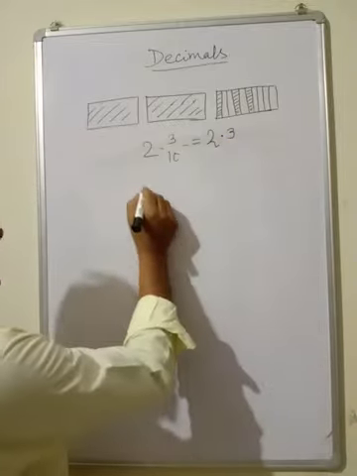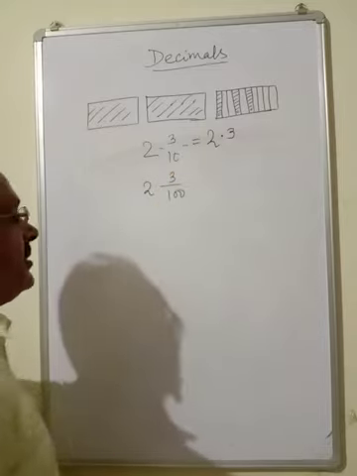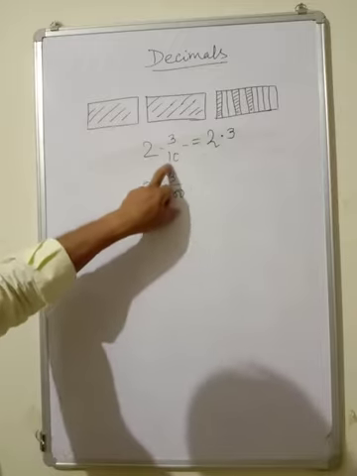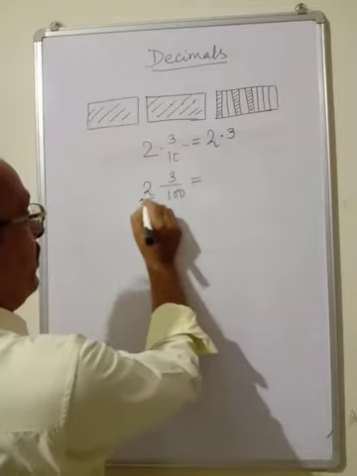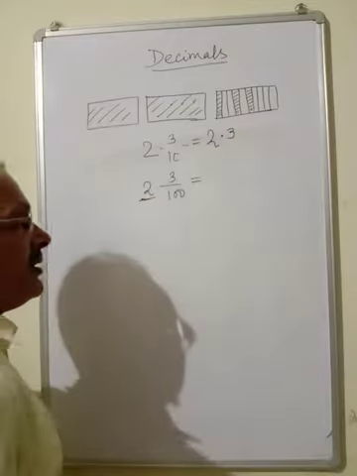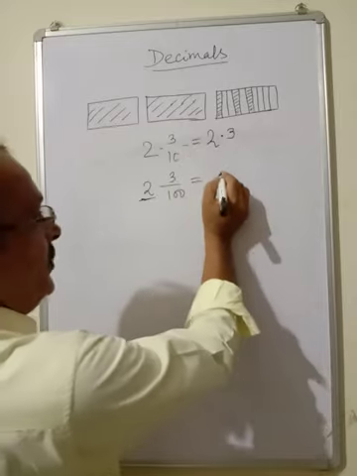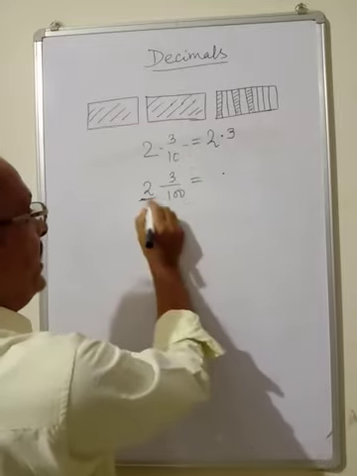Now see, 2 whole 3 by 100. That means out of 100 parts, 3 parts are taken. So here what to do? This 2 is the whole number. So where is the whole number place? Just left side of the decimal point. So first put the decimal point, and on the left side write your whole number.